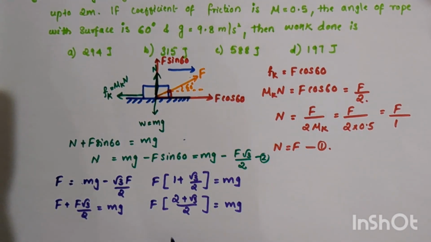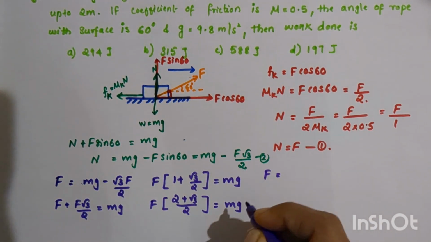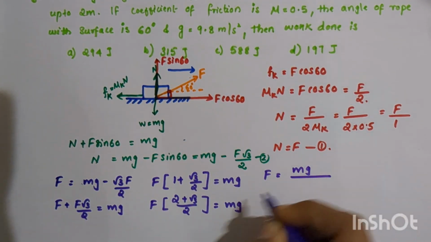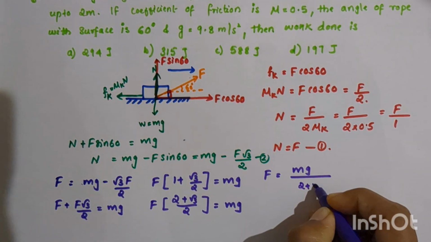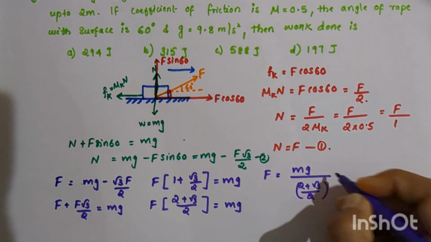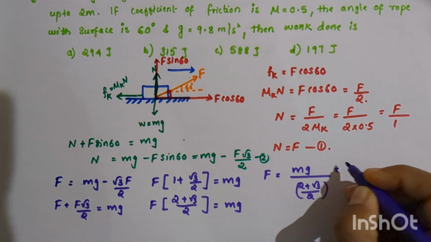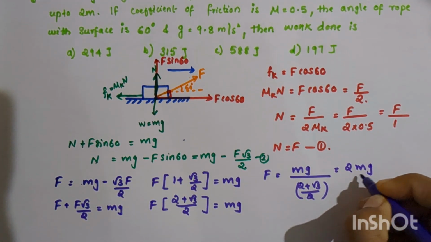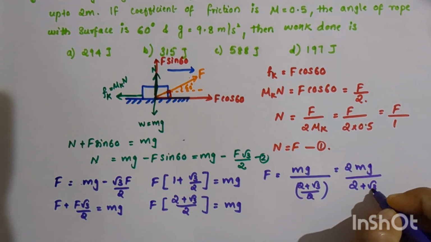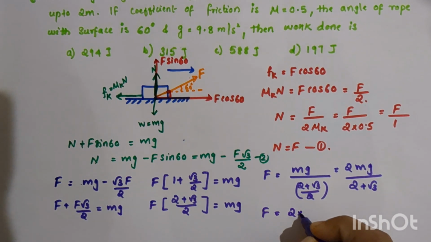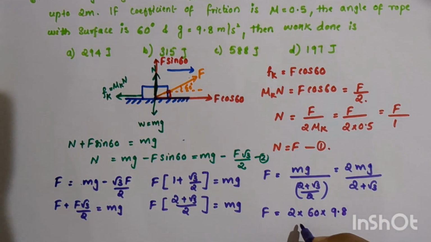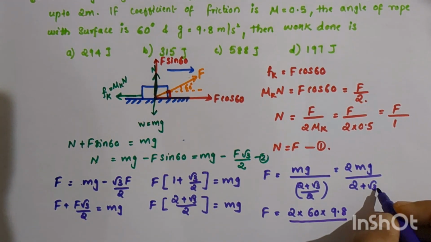Or we can write F equals mg divided by 2 plus root 3 by 2. If we take this term to the denominator, it is multiplication with the reciprocal, so 2 goes to the numerator. So 2 mg divided by 2 plus root 3. That is, F equals 2 into what is m? Mass, which is 60 kilograms. So 60, g value 9.8, divided by 2 plus root 3.